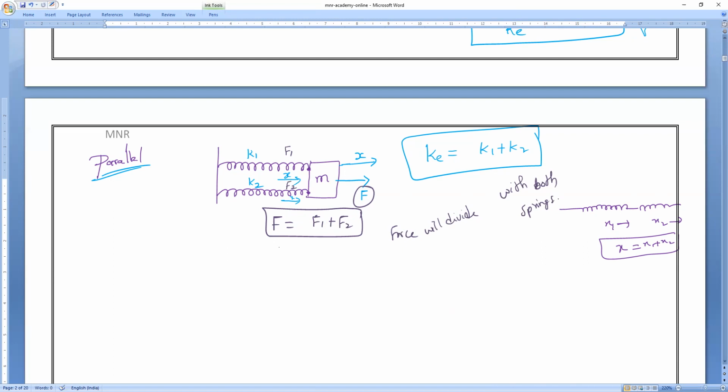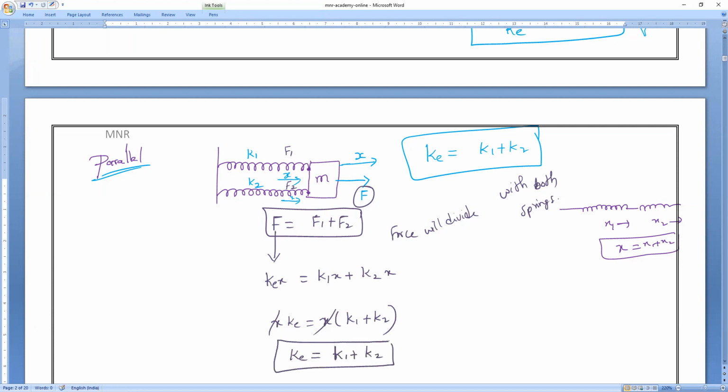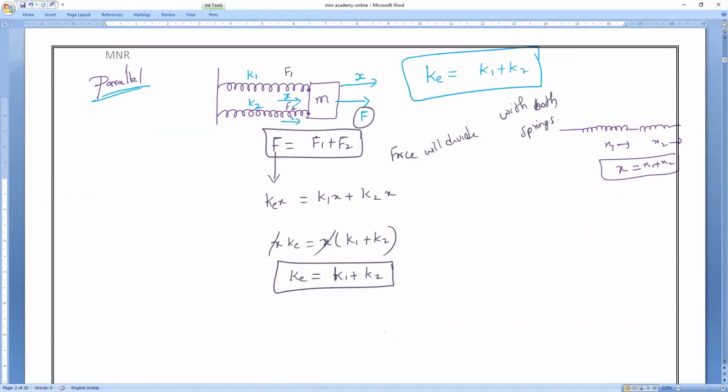Then F means what? Can you tell me the formula? F means K into X, equal to F1, which is K1X, plus F2, which is K2X. That's all. So on all the sides, what is common? X is common. So K1 plus K2, and X will get cancelled. So what is K? K is equal to K1 plus K2. That is what you should remember.